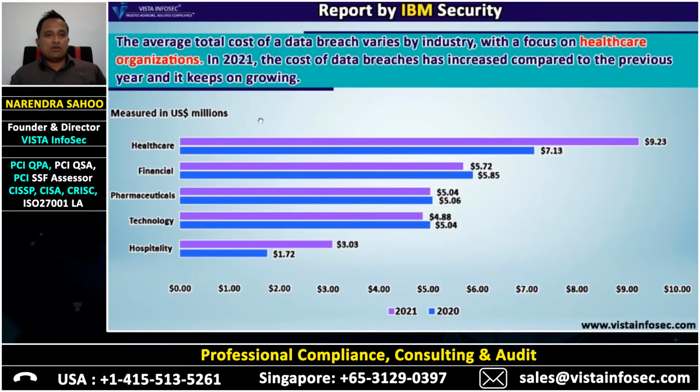Okay, this is a report by IBM. The cost of data breaches has gone up. It has gone up for healthcare. It is the highest, $9.2+ million minimum. That is the average cost of a breach that has been showcased.